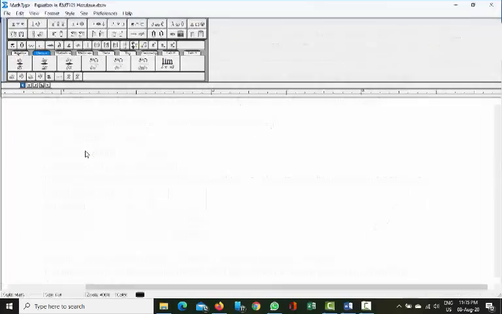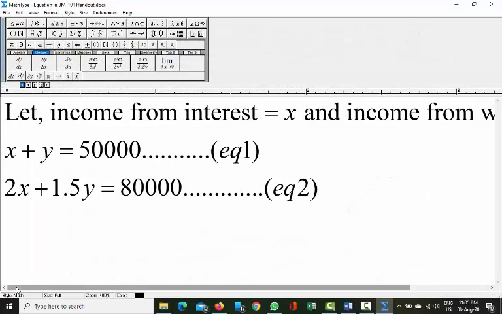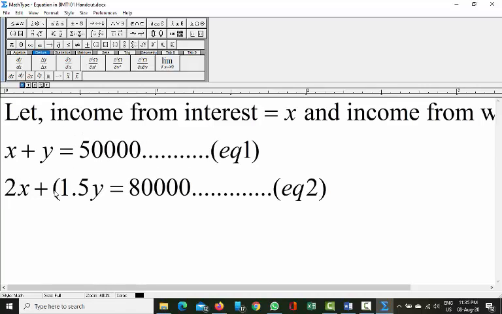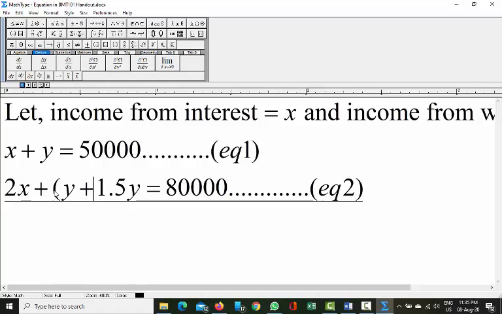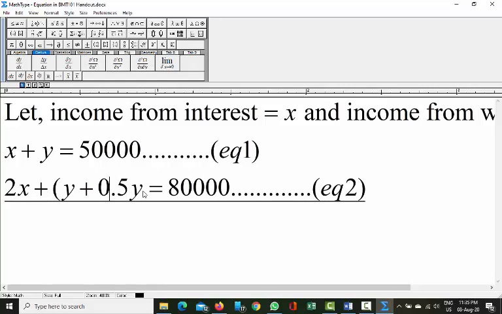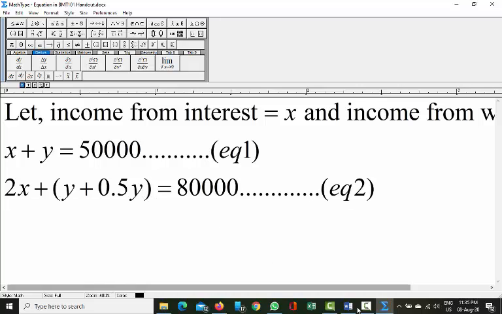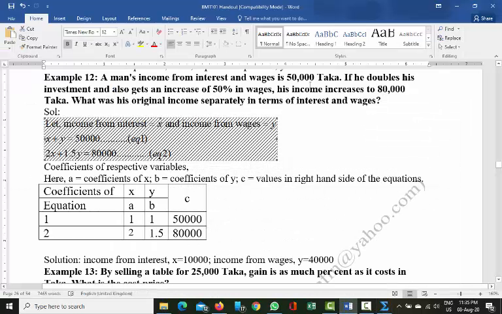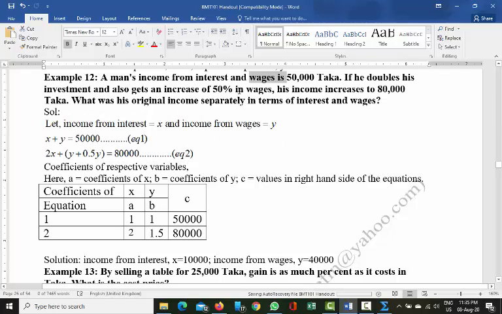So new wage income will be y plus half, which means 0.5y. I'm saying again: at present his income from wages is y.